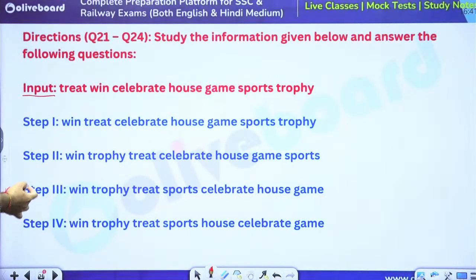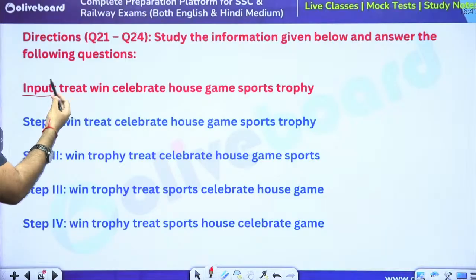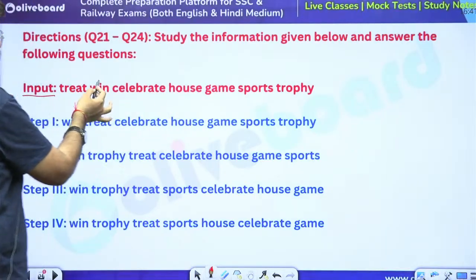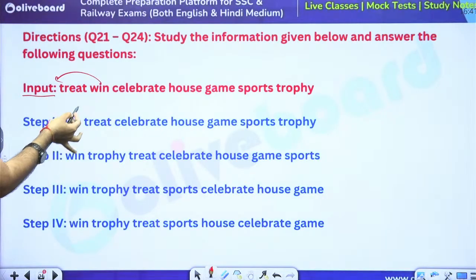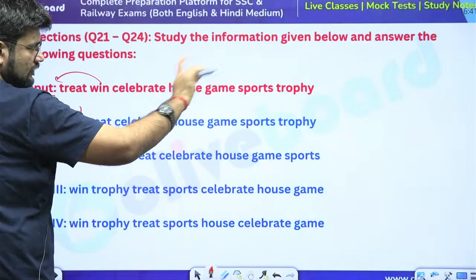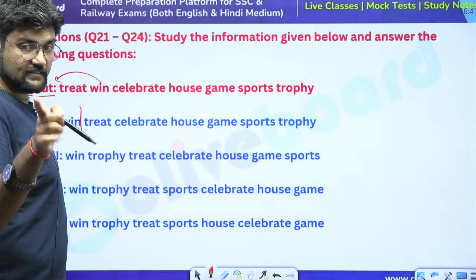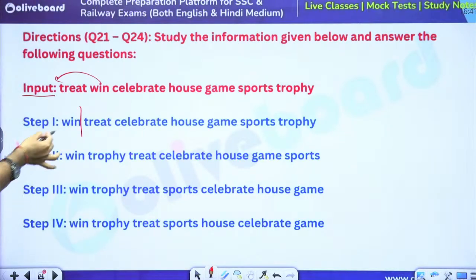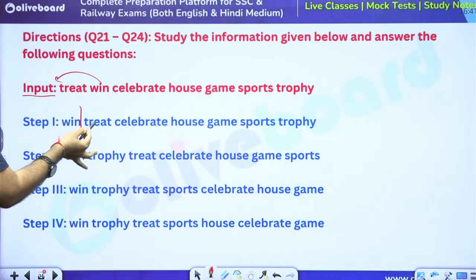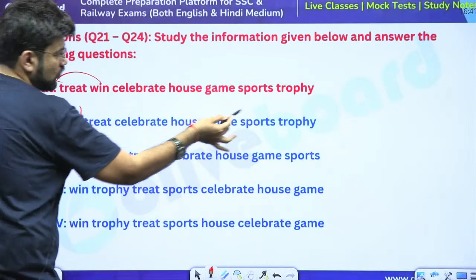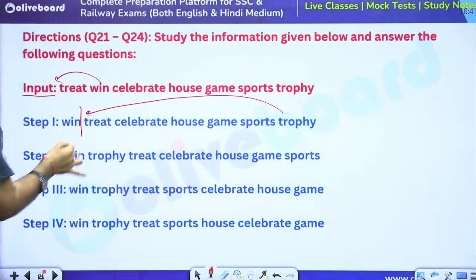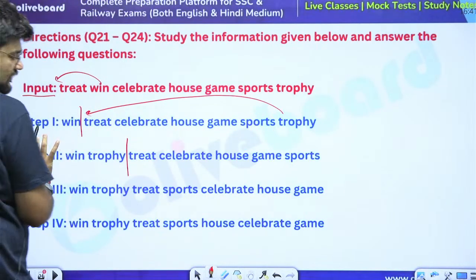Okay. So from input to step 1, what exactly happened? The largest word was win with W. So this just came in front. Correct? Rest of them push back. Nothing else. No other movement. The next largest word. Now look at this. Interesting variation of arrangement. Largest word is here. Now what the next thing has happened is this trophy is added here now. After win. So this is a different kind of a pushback.